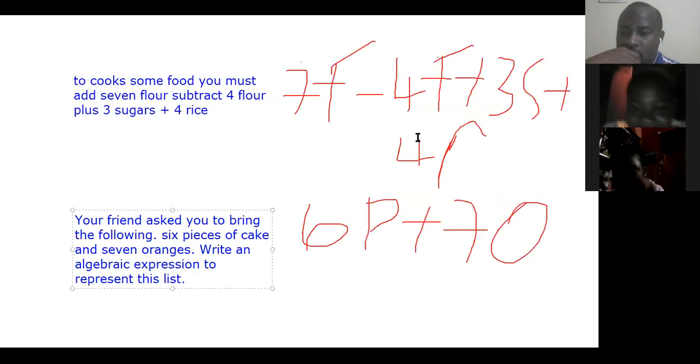The second one, right? Yes. 6 pieces of cake plus 7 oranges. Good job. Okay. So what we do, this is just math. We use letters, we use numbers, and we use signs to write expressions. All right, Dejan and Devonique?